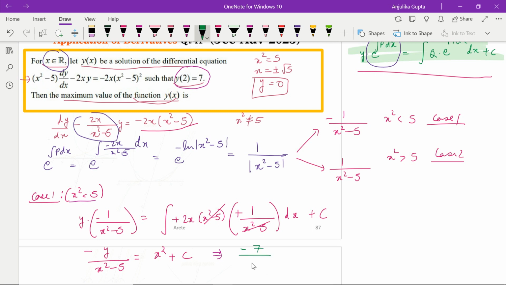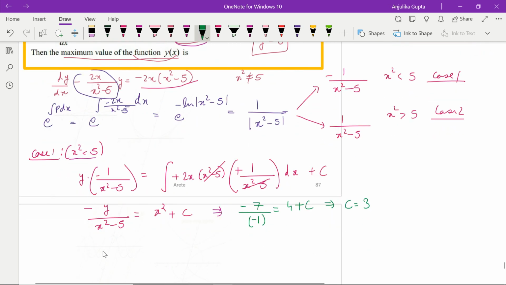So 4 minus 5, that is negative 1. 4 plus c. So from here you get the c value to be how much? 3. So final solution is what? Final solution, if you write from here, y is equal to, instead of c you are going to write a 3, x square plus 3, and you would cross multiply x square minus 5, and this negative sign also you take it here. This is your solution for case 1.